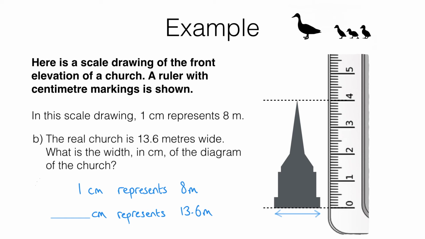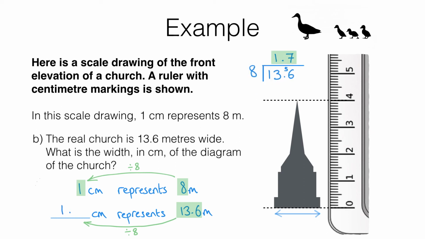To convert the number of metres in the real world into centimetres on a scale diagram, we simply divide this number by 8. So the missing number here is going to be 13.6 divided by 8. Now that's something we can do either with a calculator or like this, and we get an answer of 1.7 centimetres.